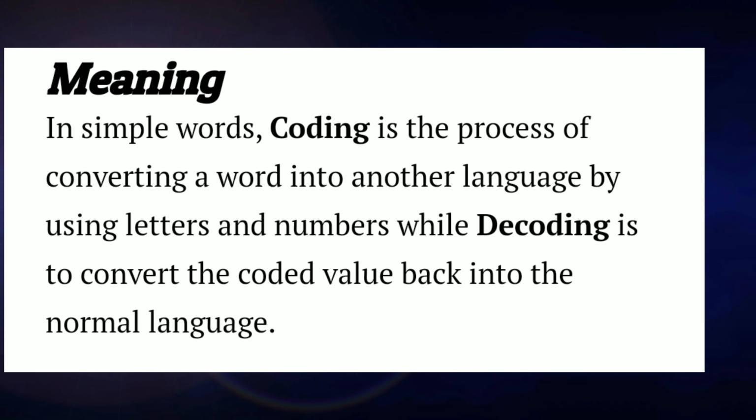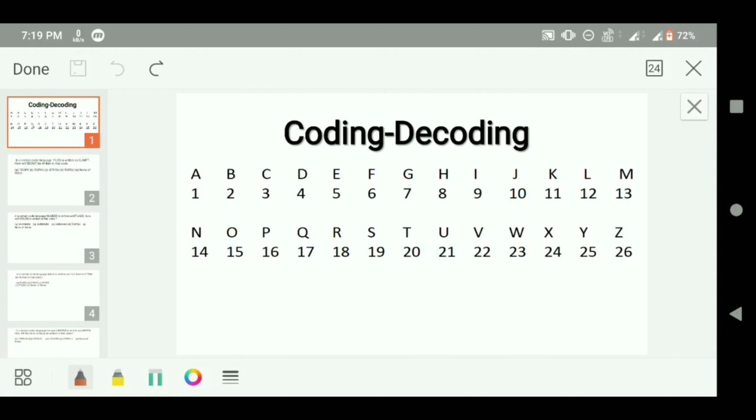And in simple words, it can be said that coding is the process of converting a word into another language by using letters and numbers, while decoding is to convert the coded value back into the normal language. Let us understand the coding decoding concept in detail by solving some examples. Before solving the examples, firstly we have to know the number positions of each and every alphabet so that we can solve it better.